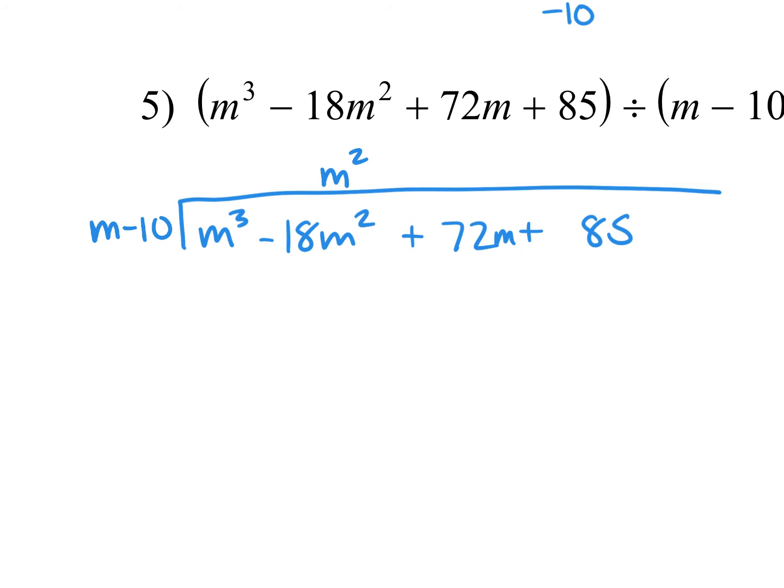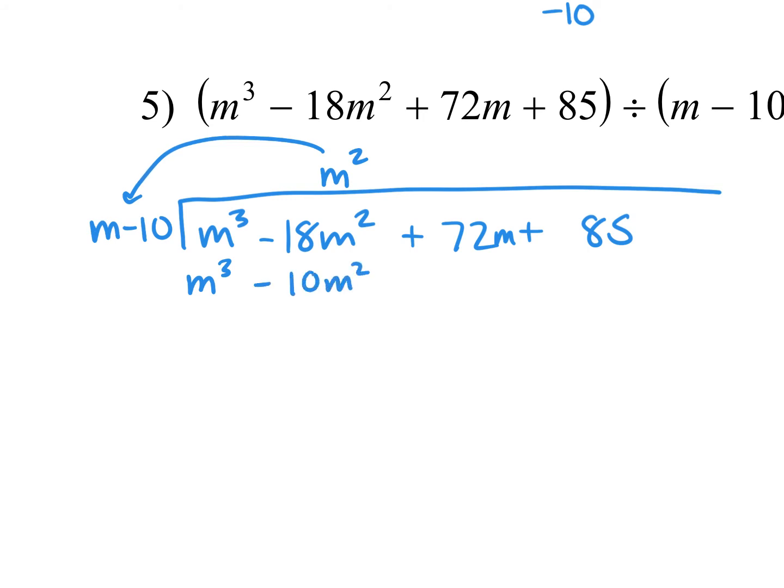So after I divide, what do I do? Then I multiply. So m squared times m would be m to the third power. It'll always repeat here because it's going to cancel. And then m squared times negative 10 would be negative 10m squared.